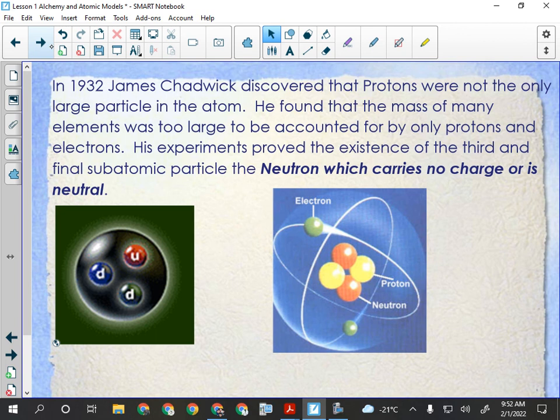Okay? So Chadwick discovered protons were not the only large particle in the atom. He found the mass of elements was too large to be accounted for by only protons and electrons. Okay? So there's also neutrons in there.